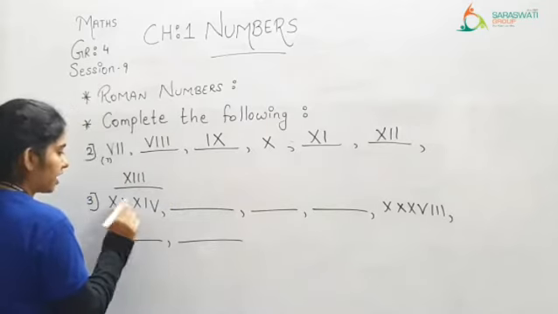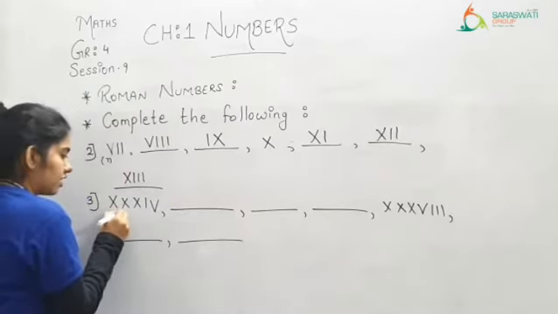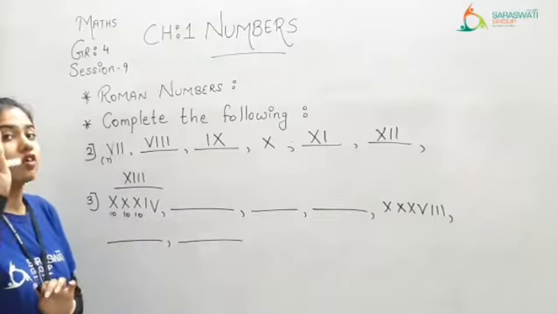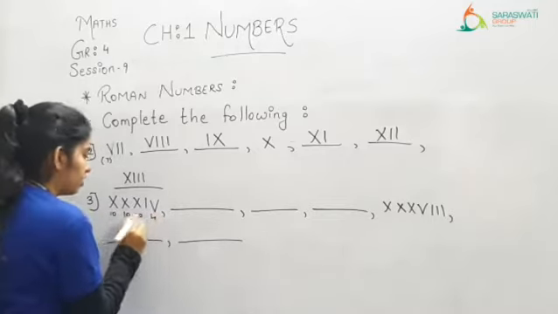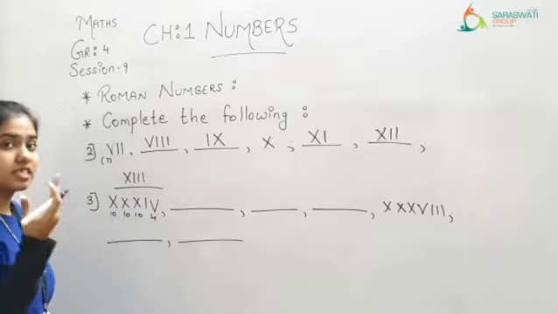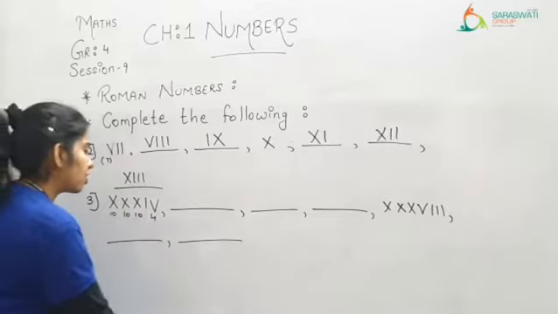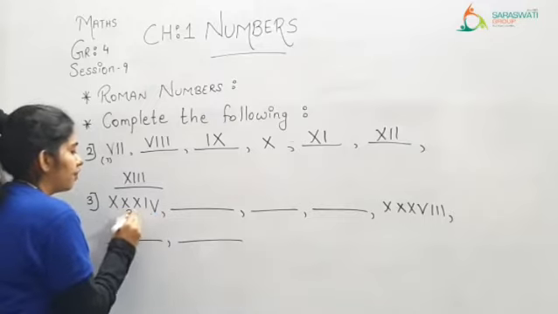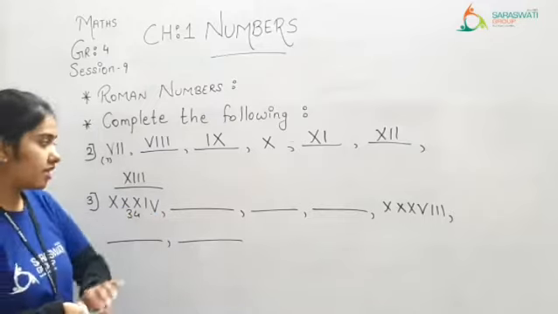So 3 times X, here 10, 10 and 10. IV is 4. So 10 plus 10 plus 4, that is 34. So our value over here is 34. We now know 34. Now what do we have to do here?